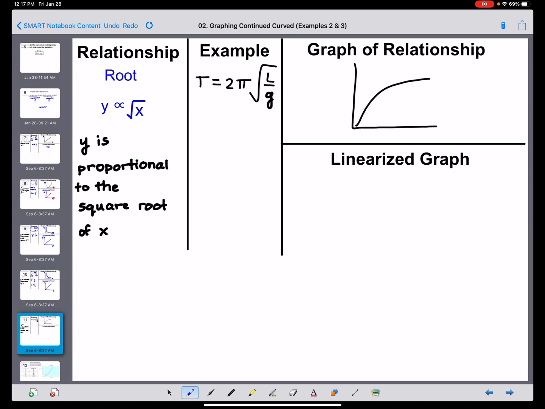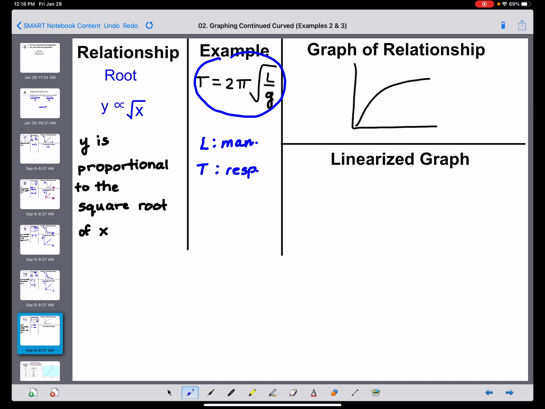Okay, last one. So now we have what's called a root relationship. And so we're going to look at this formula here. Okay, we're going to make our manipulated variable for this particular lab L, and we're going to make T our responding variable. Now, why did I pick those two? Not really any good reason, okay? It's just that happens to be the lab that I am doing. And anything else in here, we're going to ignore. So we're going to ignore the 2 pi, and we're going to ignore the g.